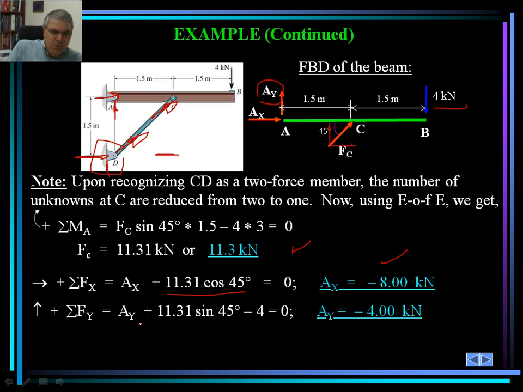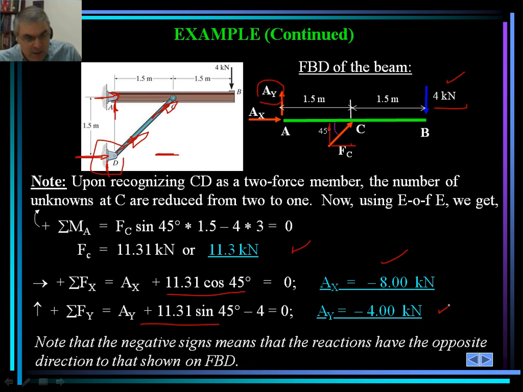We solve for A sub X as minus 8.00 kilonewton. Then we use a similar equation, but now we're dealing with summation of forces in the y direction. We set that to 0. In the y direction, we have A sub y. We also have the y component of F sub C, which is 11.31 sine of 45 degrees. And remember that there is a 4 kilonewton force acting in the y direction, and the answer turns out to be A sub y equals minus 4.